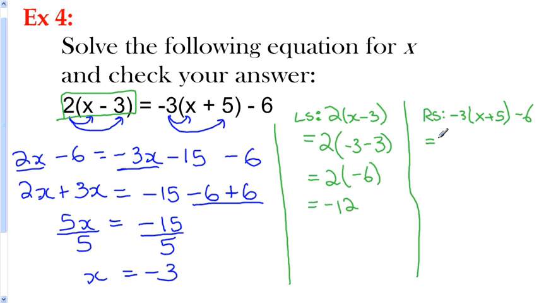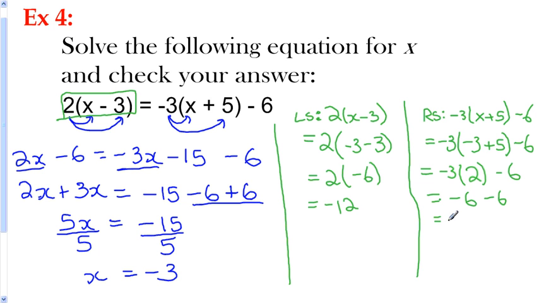Now on the right side, let's do it and hope we get negative 12. So negative 3 for x, plus 5, minus 6. I can do what's inside the brackets first, which is negative 3 plus 5, which is positive 2, minus 6. So we get negative 6 minus 6, which gives us negative 12. So the left side is equal to the right side, so we know that this is the correct solution.